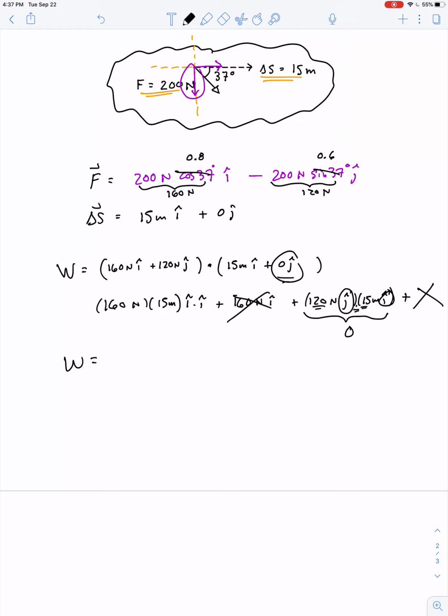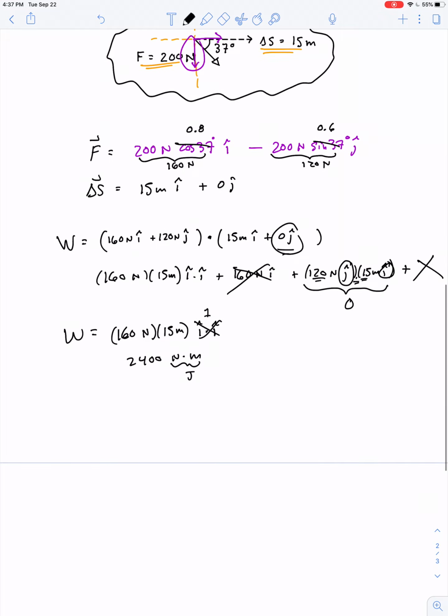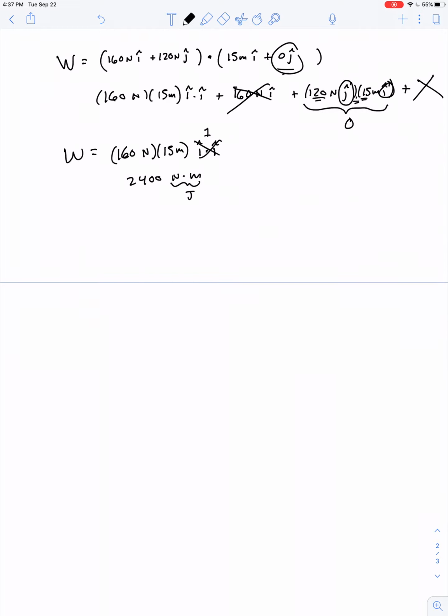So in the end, the work done is 160 newtons times 15 meters times i hat dot i hat, which is 1. So what is 160 times 15? We get 2,400 newton meters. And what's a newton meter? Yep, that's a joule.